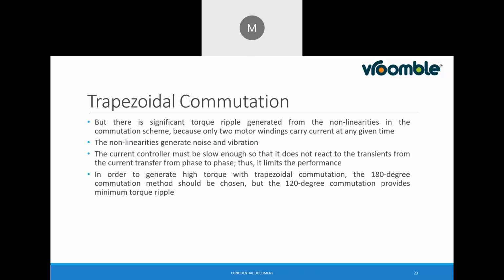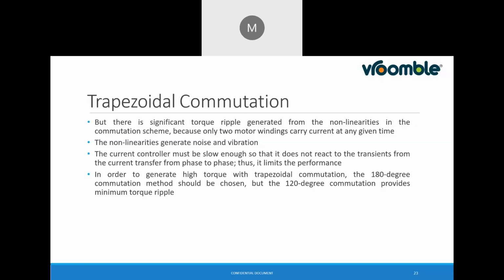Of course, that control is also a non-linear control, right? Only 2 motor windings carry current at any given time. The non-linearity generates noise and vibrations. The current controller must be slow enough so that it does not react to the transients from the current transfer from phase to phase. And that is where we have a limited performance. So basically, the speed will also be slower.